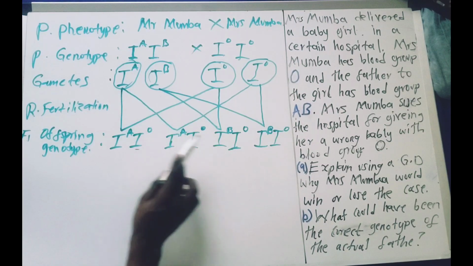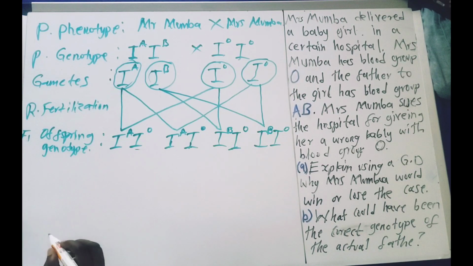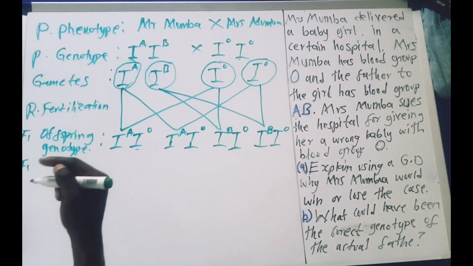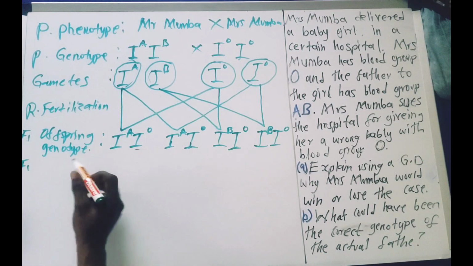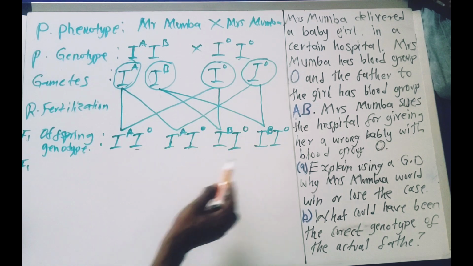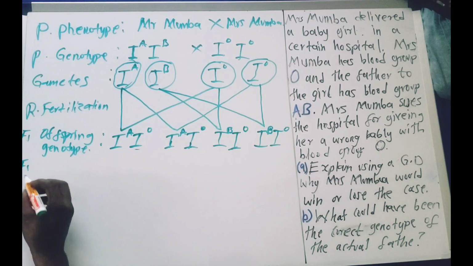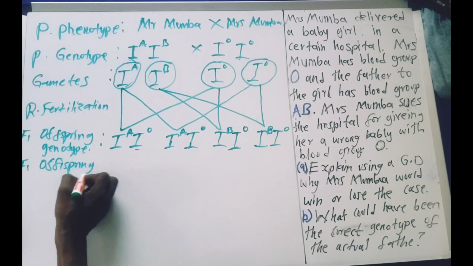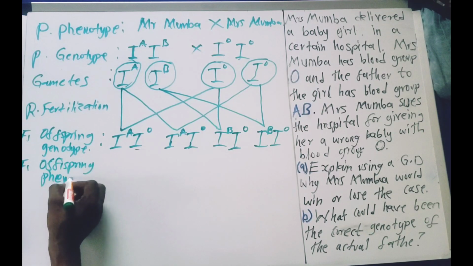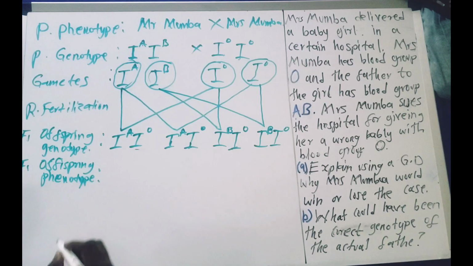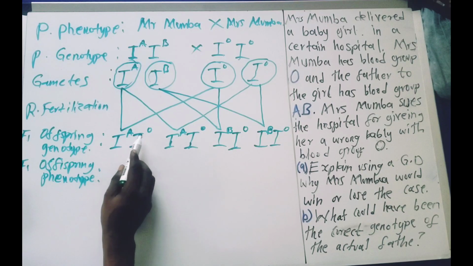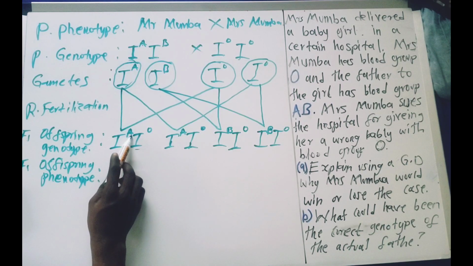I hope you've seen how I was crossing. Then from here now we can have the F1 offspring genotype. So we need to have the phenotype also for the offspring. Because this is their genetic composition. But how are they going to be expressed? So F1, which is the offspring, phenotype. So for the phenotype, we just use the genotype. Okay? So by looking at the genotype, this has A and this has what?